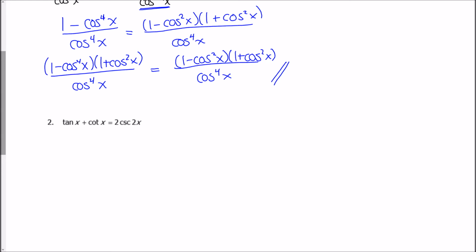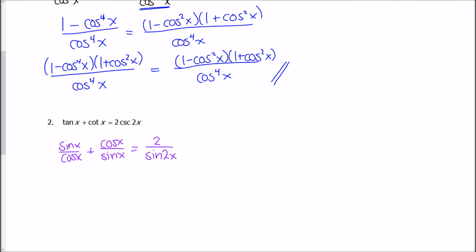In number 2, it says tan of x plus cotan of x. So I'm going to change everything into sine and cosine. So I'm going to change this to sine of x over cosine of x, plus this is going to turn into cosine of x over sine of x. And this right here, the 2 stays in the numerator because it's 2 times cosine of 2x. So I'm going to put sine of 2x in my denominator here.